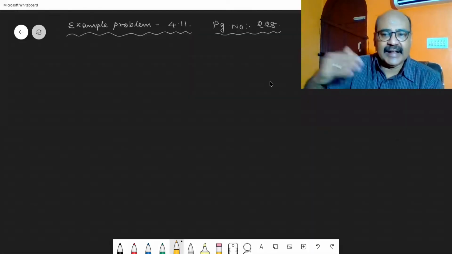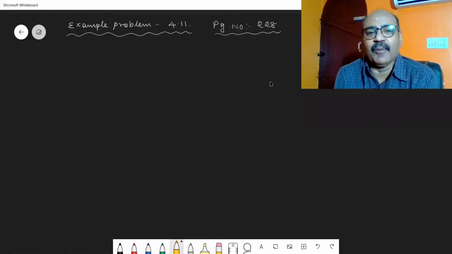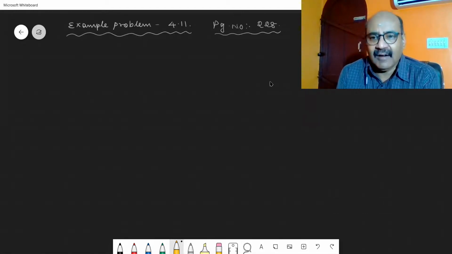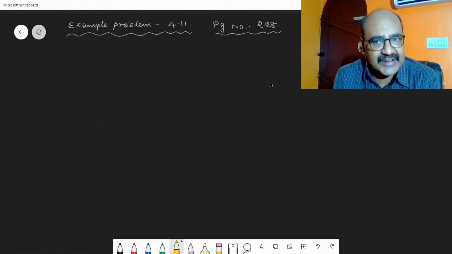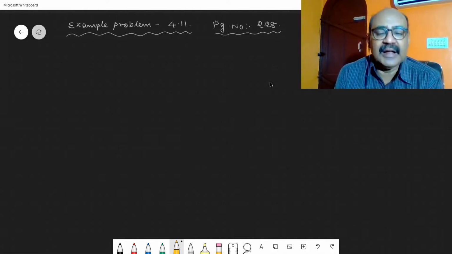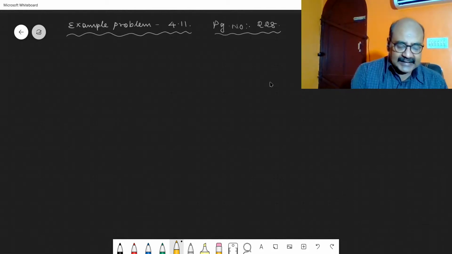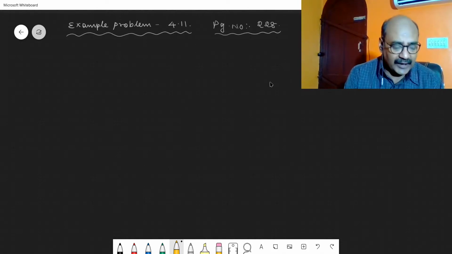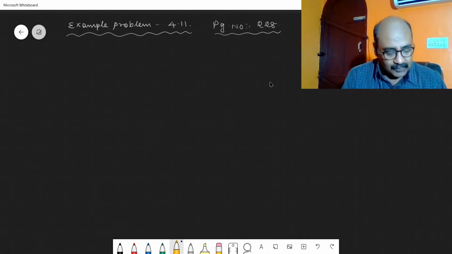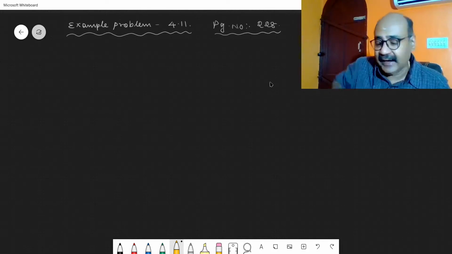So now let us go for the next problem, and the next example problem is 4.11, available in the same page 228. Come on, take your book. Let us go through the problem initially. The self-inductance of an air core solenoid is 4.8 millihenry. If its core is replaced by an iron core, then the self-inductance becomes 1.8 Henry. Find out the relative permeability of the iron.